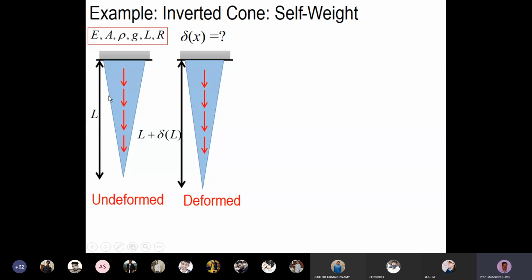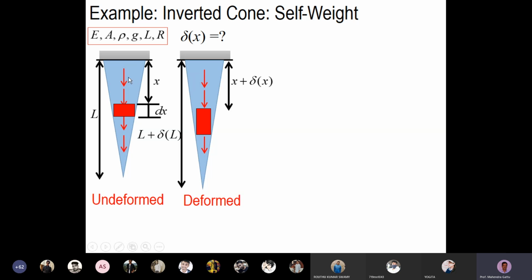So again, we cut a cross section at x. I will take a small element at x, and the length of the element is dx, and we will see how that element will elongate under loading.